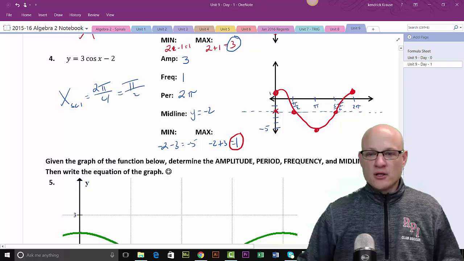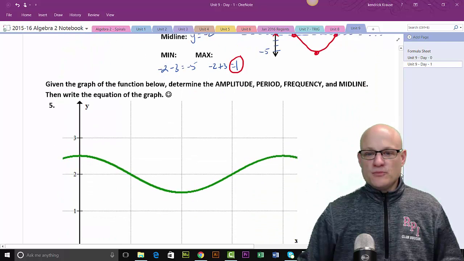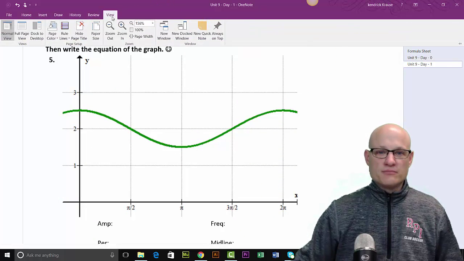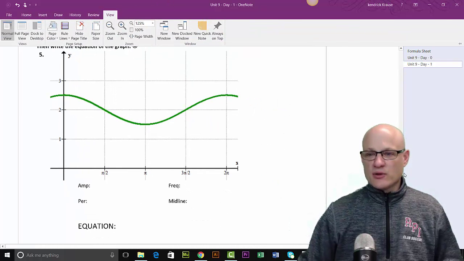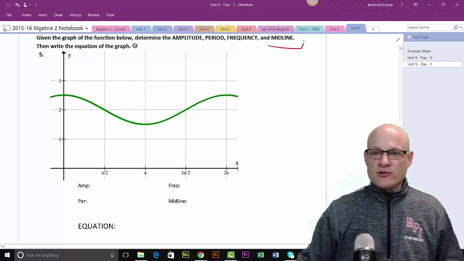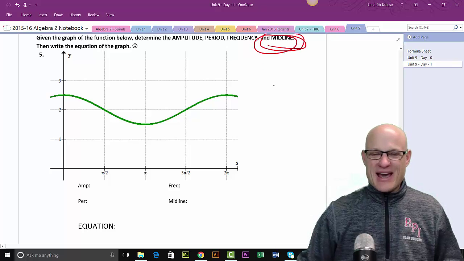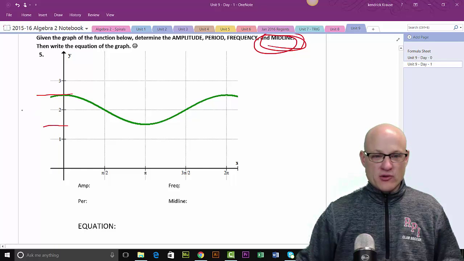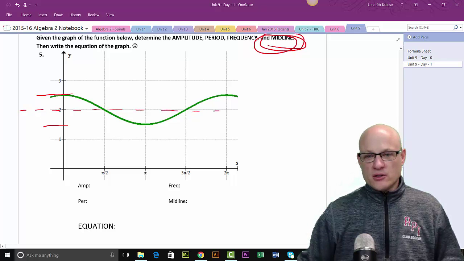All right, kids. Now what we're going to do is graph these puppies. I just want to be able to see all of it. So we're going to graph it, including amplitude, period, frequency. The most important thing that you find here is right here, the midline. We have to find the midline. So if you look at the maximum and you look at the minimum, it's halfway in between. So right here would be the midline.